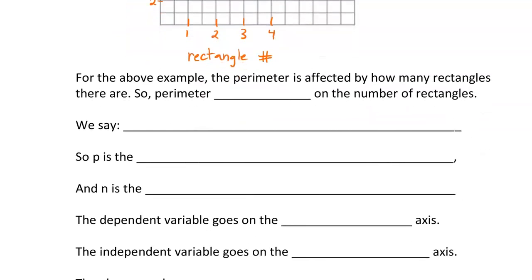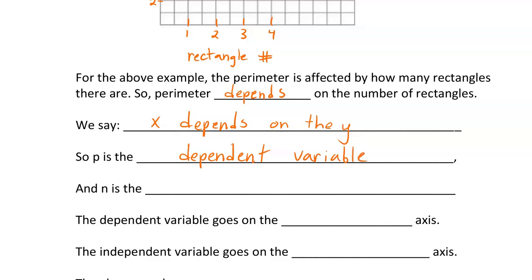For the above example, the perimeter is affected by how many rectangles there are. So the perimeter depends on the number of rectangles. So we say that the y depends on the x. So P is the dependent variable and n is the independent variable.